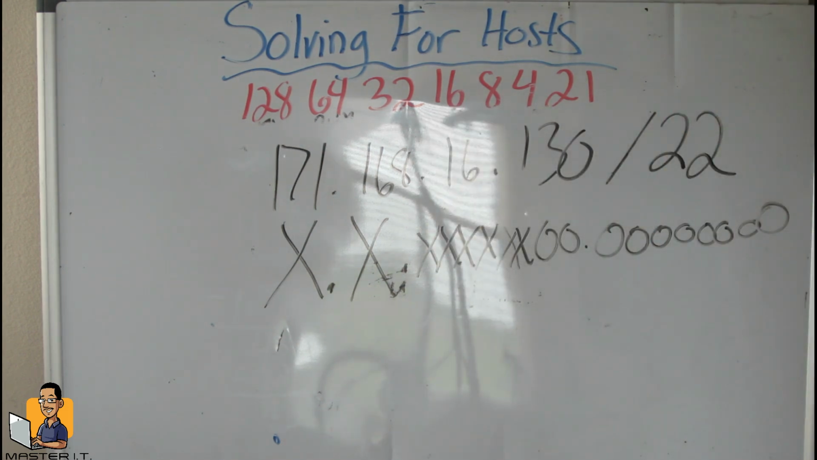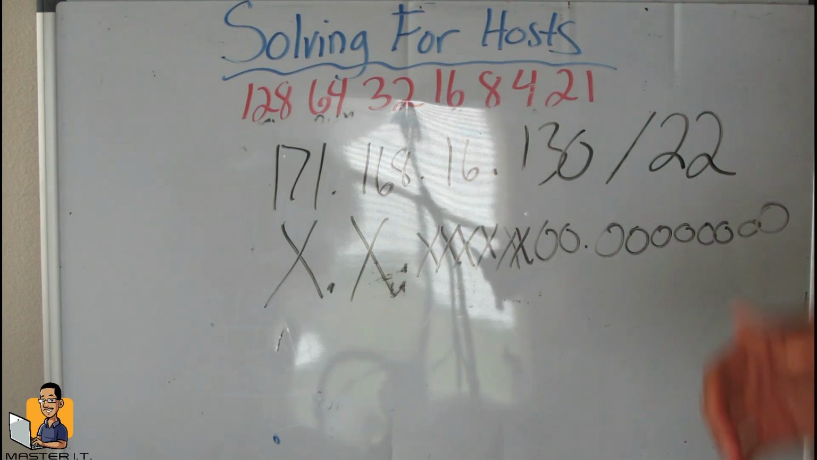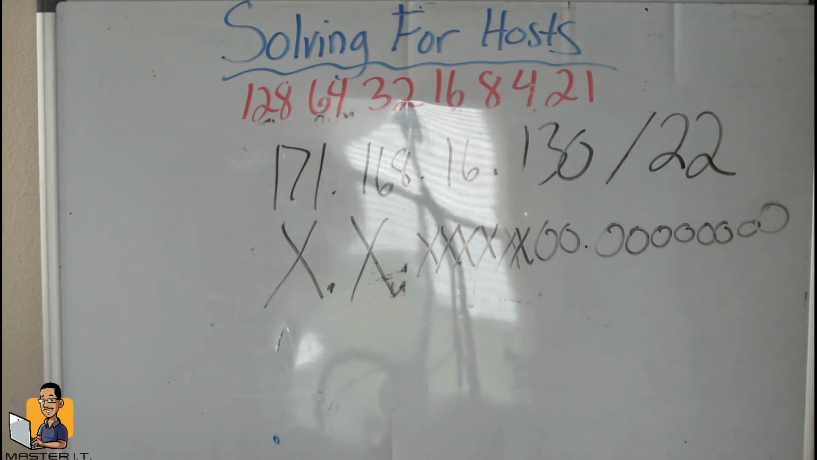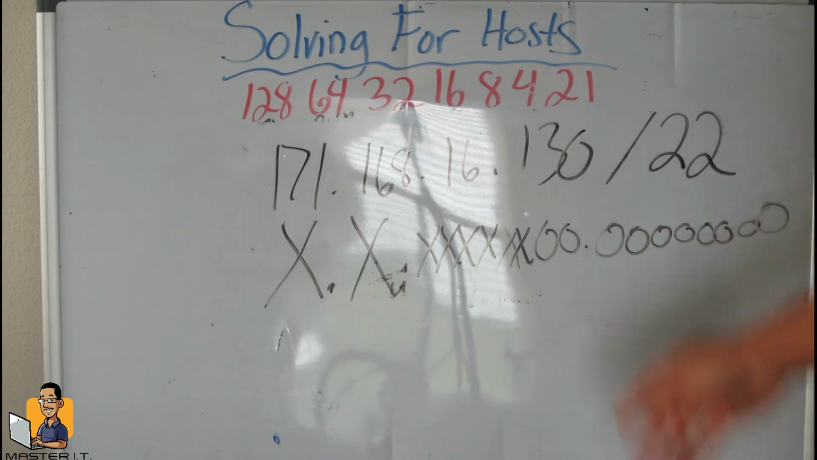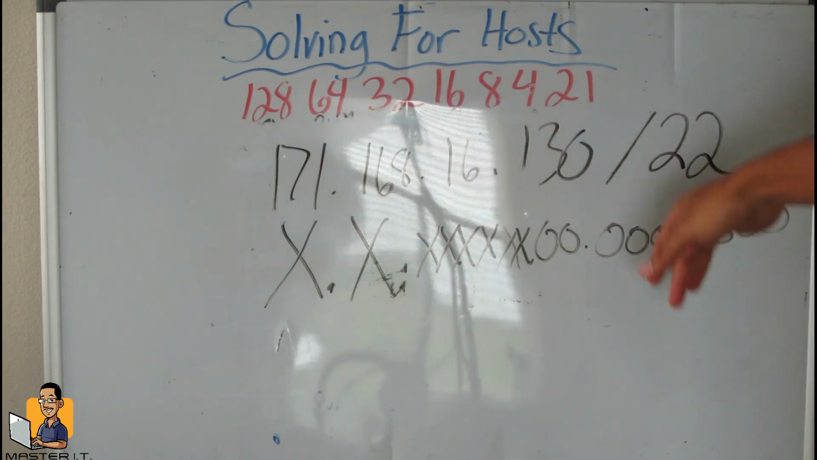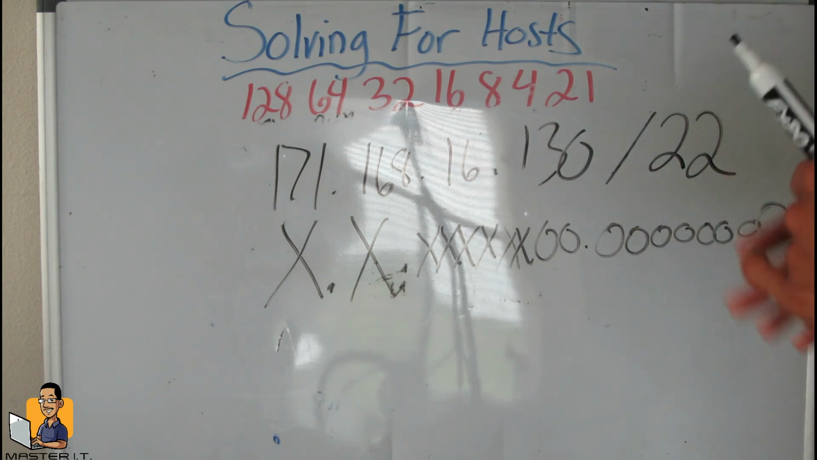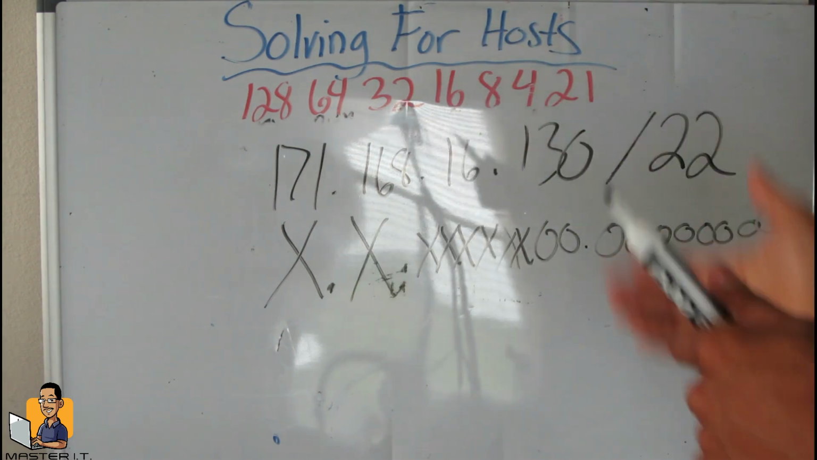Quick cheat code, quick thing to think about: any octet can have 256 hosts. So when it was a slash 25, we knew that it was 126 hosts, because we borrowed from the 25th bit. So to figure out how many hosts we can get if it's further behind, before the last octet, all we gotta do is go from right to left. All you do is double the number from right to left.